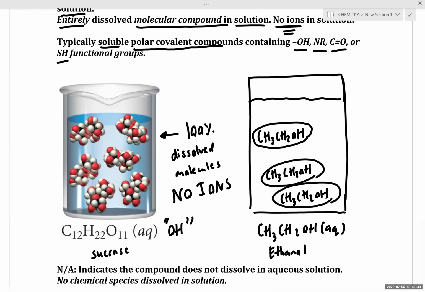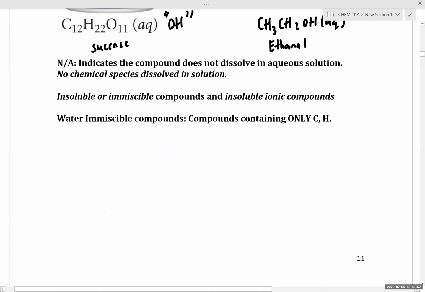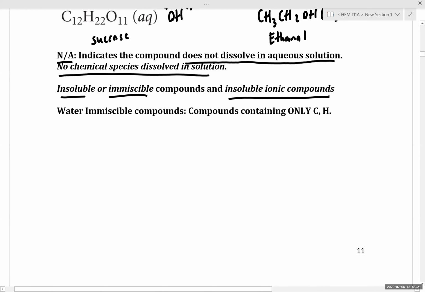Does this idea of non-electrolytes make sense to everyone so far? Okay, now there's one other category, and this is mostly me being very, very picky. I call this NA, and quite simply, this just says the compound does not dissolve in aqueous solution. So nothing is dissolved in solution. So NA, or not available, is used to designate insoluble or immiscible compounds and insoluble ionic compounds.